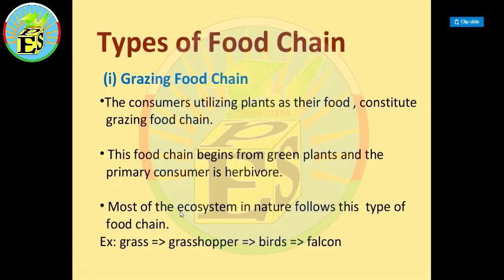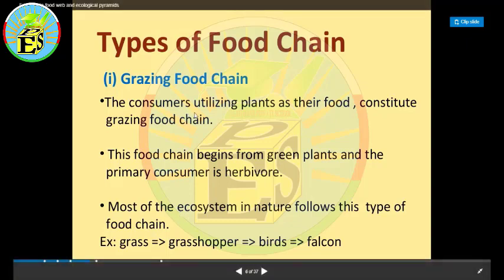Now it comes to types of food chain. The first type of food chain is grazing food chain. The consumers utilizing plants as their food constitute the grazing food chain. This food chain begins from green plants, and the primary consumer is a herbivore. Herbivore means the organism which only eats plants. Most of the ecosystems in nature follow this type of food chain.